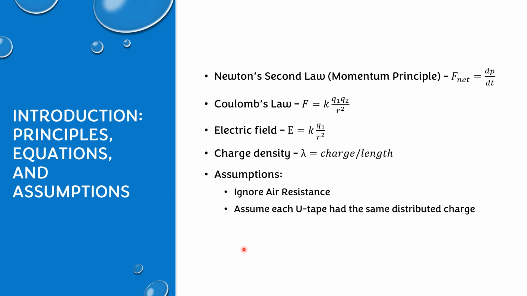Before we get into the code, let's look at some foundational information that we need to know. Newton's second law is important because it tells us that when neither tape is moving, the net force on each tape is zero. Coulomb's law and its corresponding formula are fundamental to describe the interactions between our charged tapes. The electric field and charge density formulas shown here will also be important when iterating through our code. Finally, we are going to assume in this lab that air resistance can be ignored and that the charged tapes have equal charges.